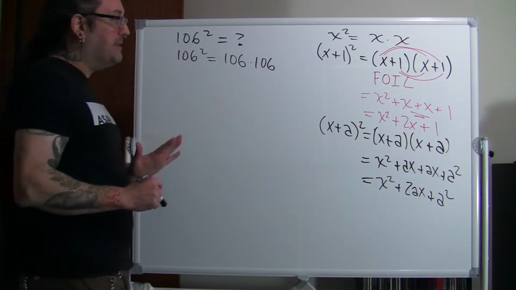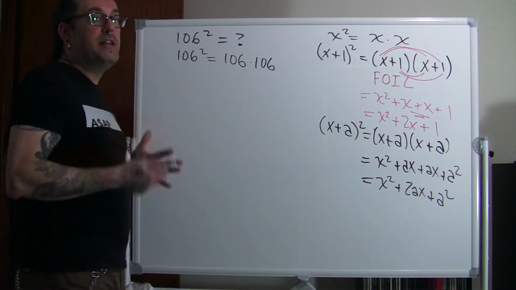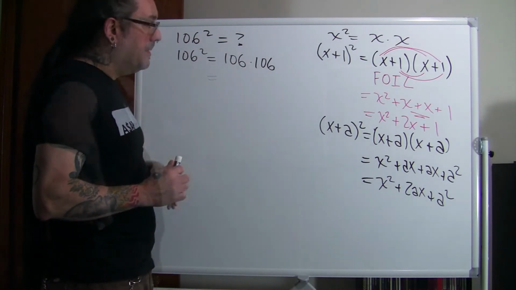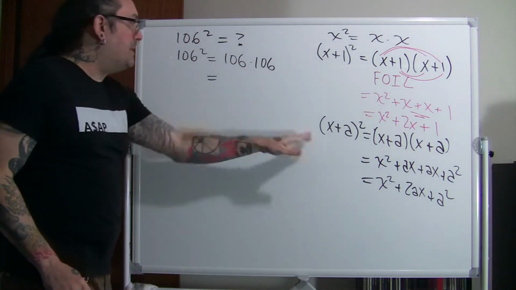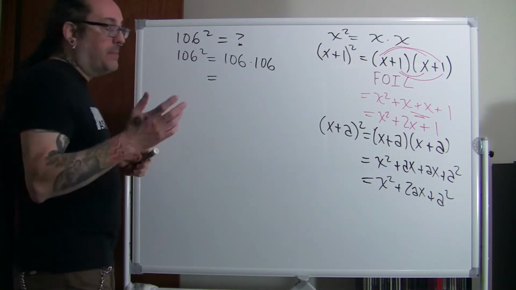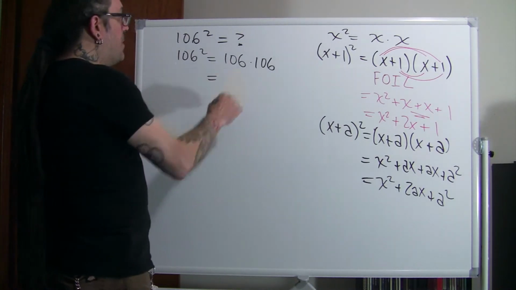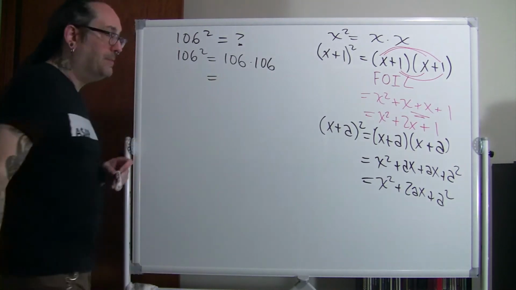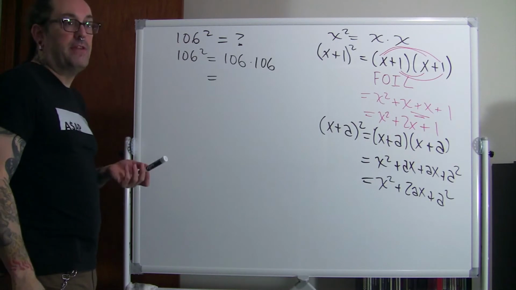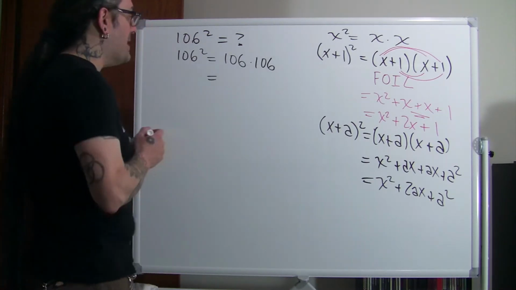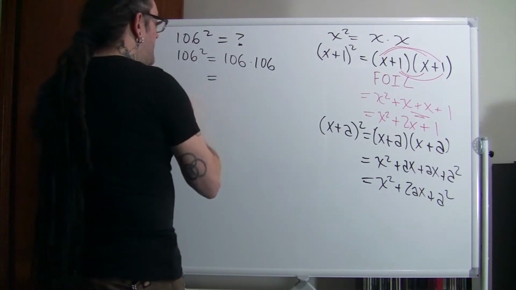Now the key to this is actually picking what I call convenient numbers, or picking a convenient way to break this up. So suppose I want to just divide it in half. 106 divided by 2 is 53. So using this, I could say this straight away.